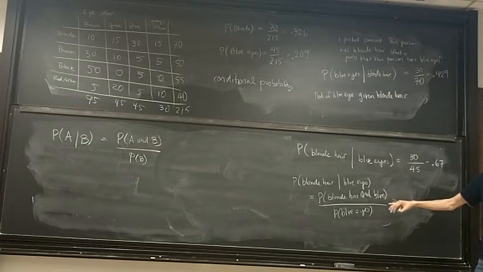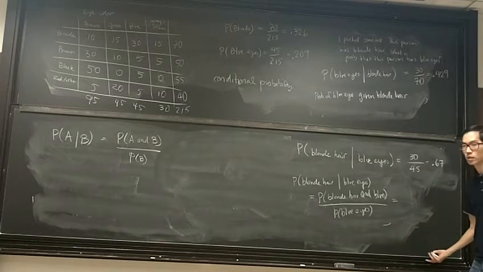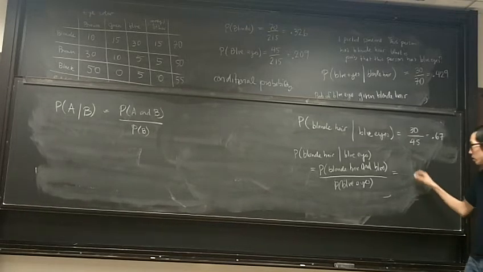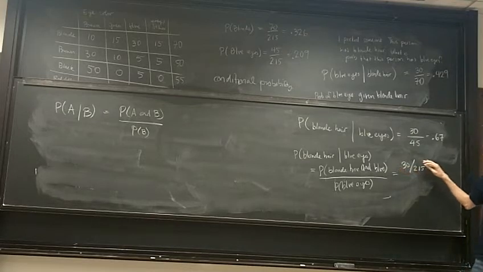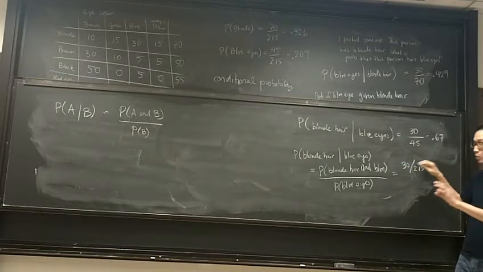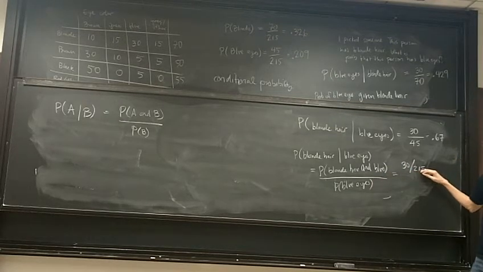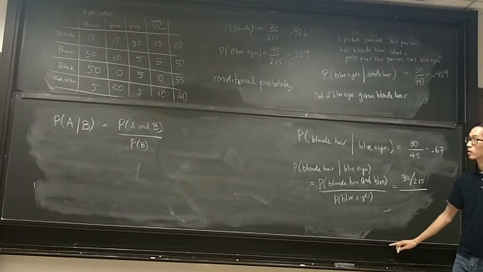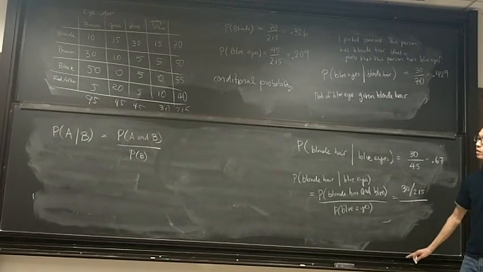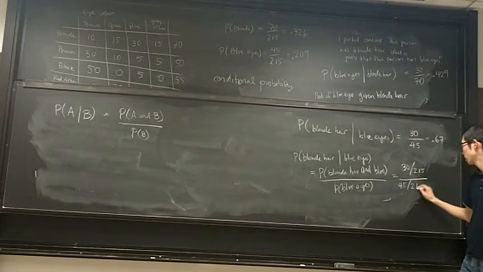The probability. It's not 30. It's 30 divided by 215. If I pick someone at random, what's the probability that this person has blonde hair and blue eyes? 30 divided by 215. Is that clear? Okay. So then what's the probability that someone has blue eyes? 45 out of 215.